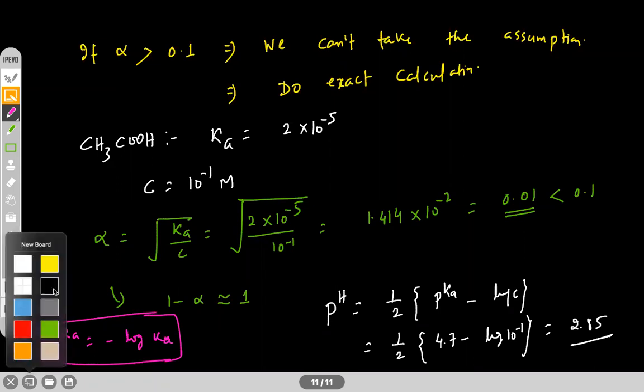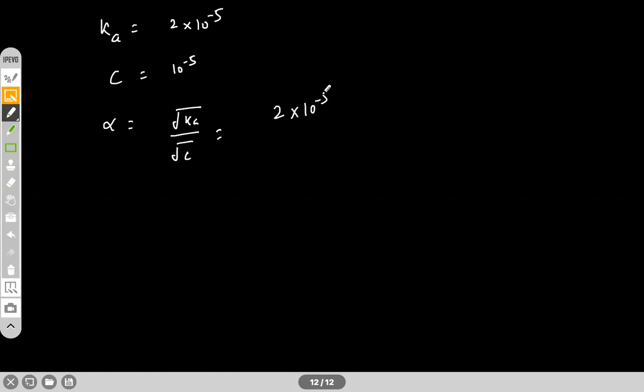Okay, now the second set of data we have. Ka is the same, 2 into 10 to the power minus 5, but the concentration given is 10 to the power minus 5. So alpha is equal to root under Ka by C. When you solve this, you'll see that the value of alpha is greater than 0.1, and hence we cannot neglect alpha here. So we cannot write 1 minus alpha equals to 1. This we cannot write.